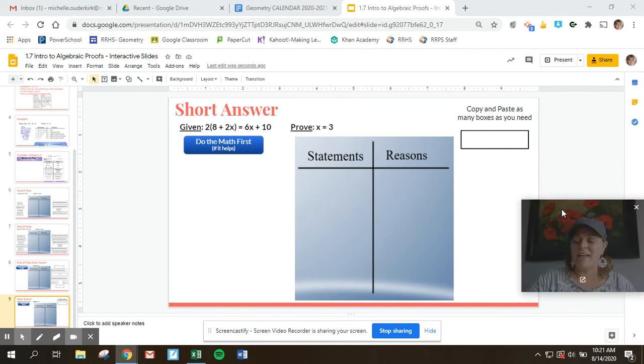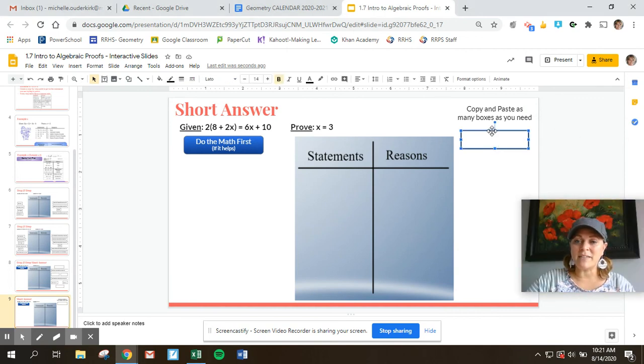So totally blank. Copy and paste as many boxes as you need or want to put in the statements and the reasons. And this is a great way to practice your skills to determine whether you are totally good at algebraic proofs, kind of okay, or really need some help. Okay, so hopefully this helps.